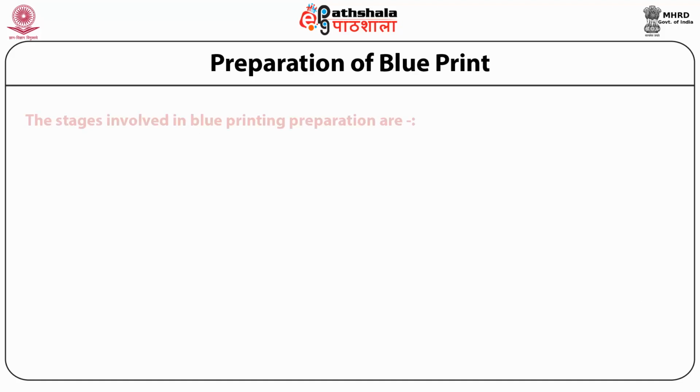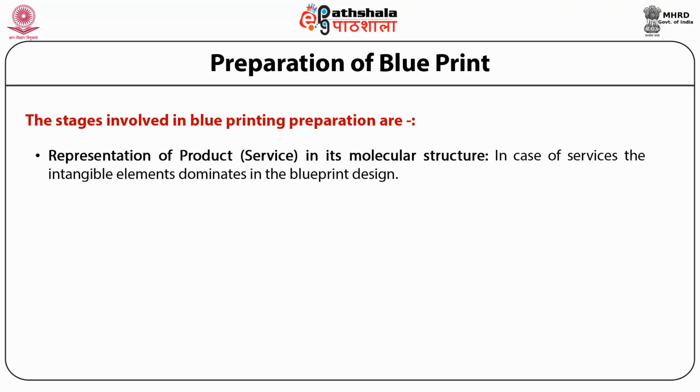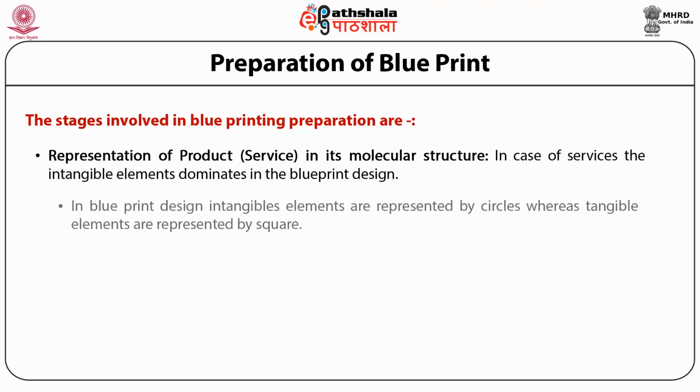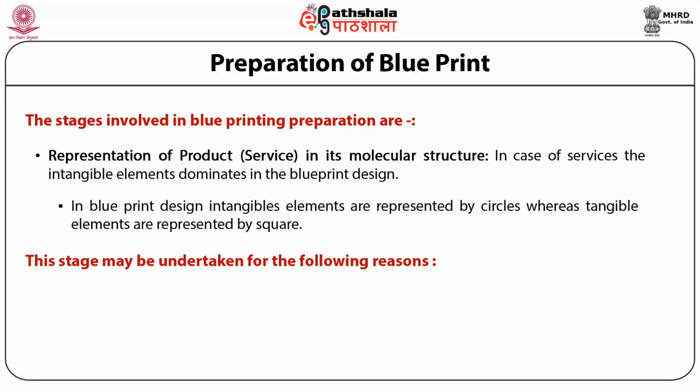Preparation of blueprint. The stages involved in blueprint preparation are representation of the product service in its molecular structure. In case of services, the intangible elements dominate in the blueprint design. In the blueprint design, intangible elements are represented by circles, whereas tangible elements are represented by squares. As we discussed in our slide 12, the squares represent tangible elements and circles represent intangible elements. This stage can be undertaken for the following reasons.